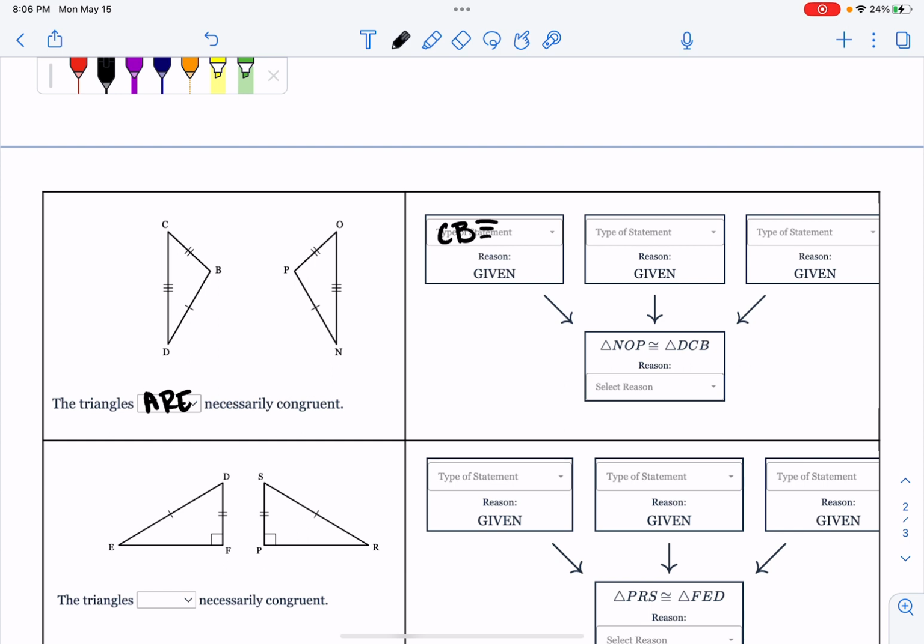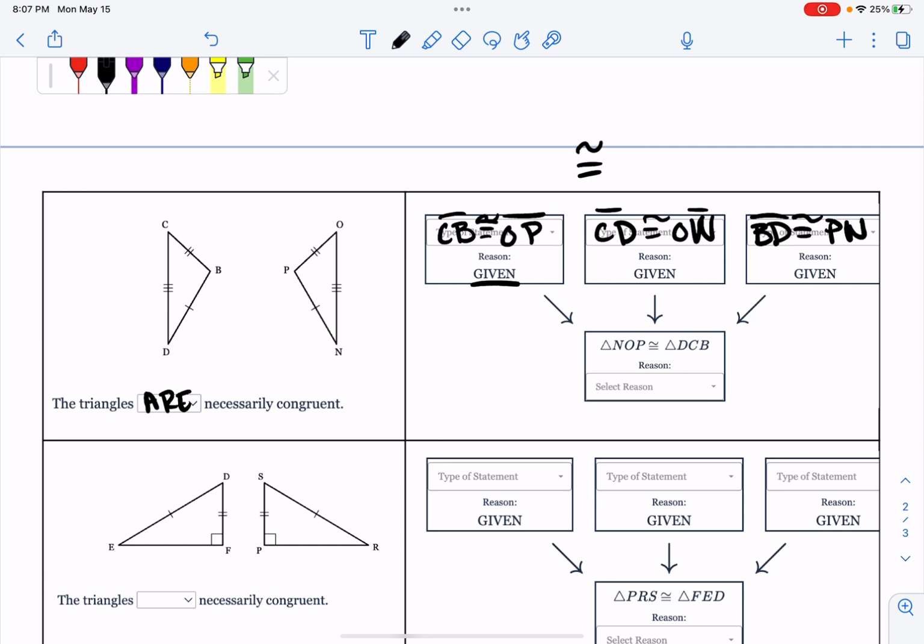CB is going to be congruent, that side CB is going to be congruent to side OP. Again, keeping those parts in the correct order. And the congruent symbol is an equal sign with a little tilde over it. That was bad over there. Okay, and then we know, again, that's given with the markings. We know that CD is congruent to ON. Again, given because of the markings they gave us. And then lastly, we know that BD is congruent to PN. Oh, that's not a P. Try again.